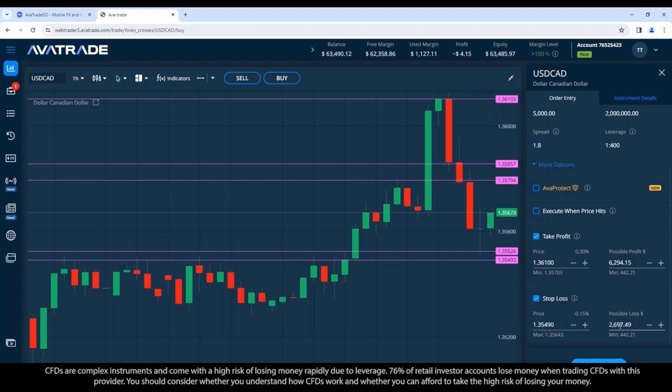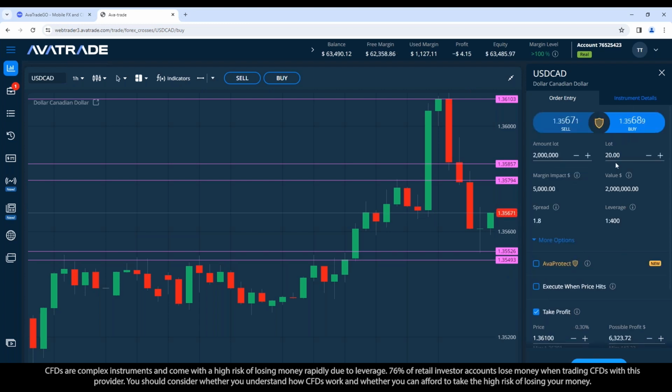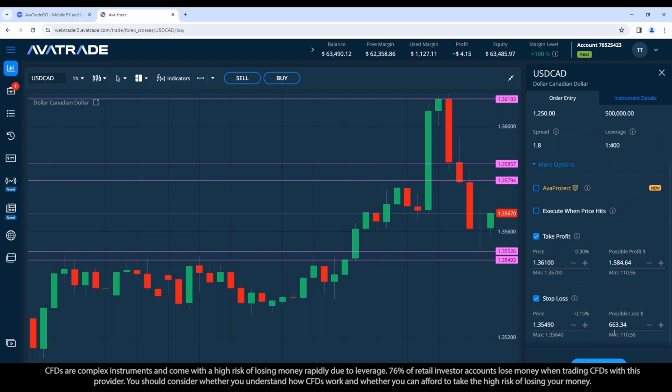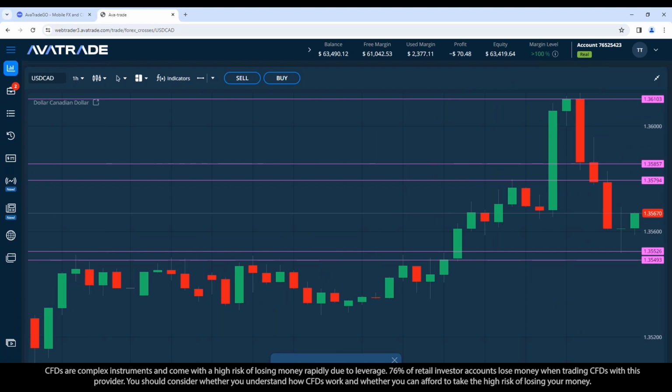Okay. Risk 2,700, so I need to adjust my trade size. What if I do 4 lots? I'm risking 530. 5 lots, risking 663 to make almost 1,600. Now we missed some of that entry point while I was talking.